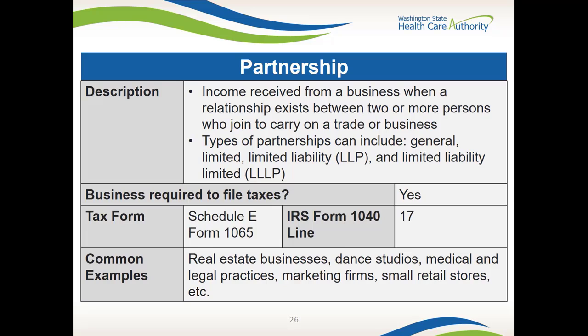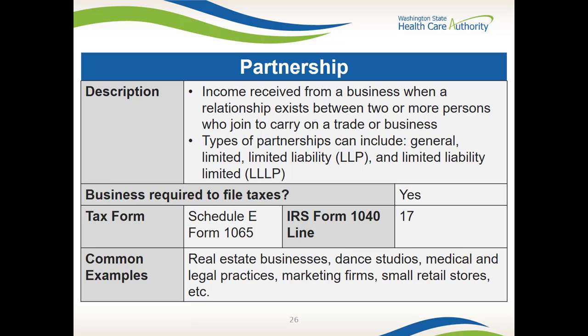The partnership itself is required to file a tax return and pass any losses and gains to its partners. The partnership business will file its own tax return on IRS Form 1065, U.S. Return of Partnership Income, and Schedule K-1, Form 1065, are distributed to each business partner. Income for each individual partner is reported on their personal tax return on line 17 of the IRS Form 1040.